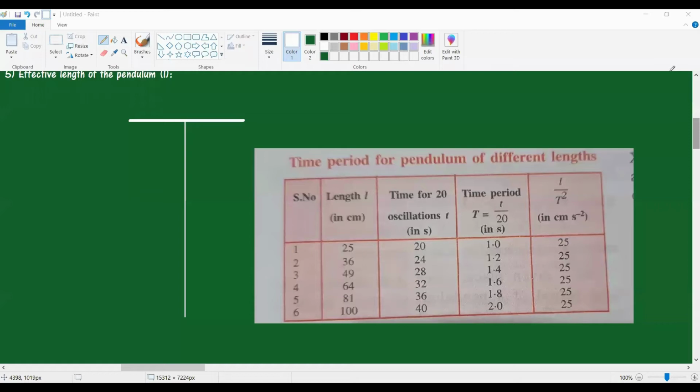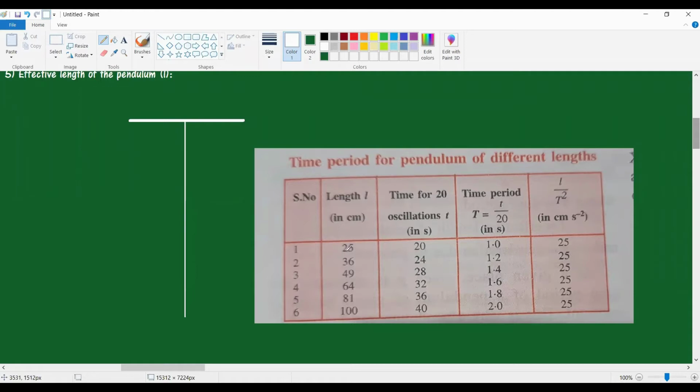And see, so far we have understood that the length of the pendulum is directly proportional to the square of the time period. So the ratio of the length of the pendulum divided by the square of the time period is what they are calculating. It is 25, 25, 25. This is constant for all the different lengths. Again, I am going to explain the readings which are given here.